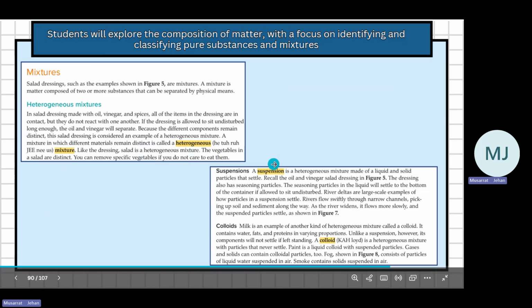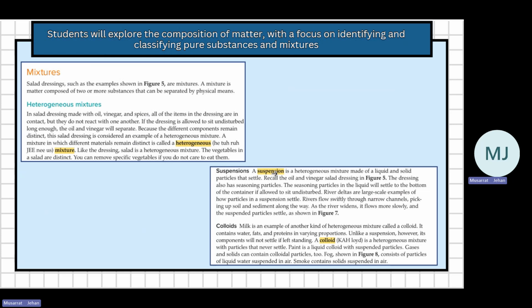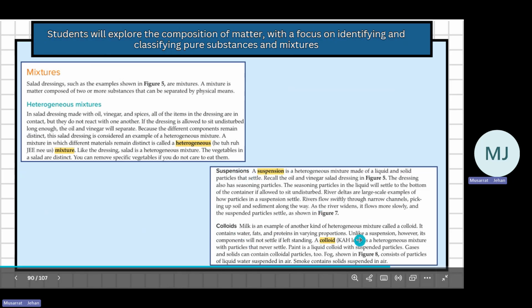Now, heterogeneous mixtures can be two types, suspension and colloid. Suspension is also a heterogeneous mixture, but if you leave it undisturbed for some time, like mud and water, it is going to settle down at the bottom of the container. Like in the river delta, the mud settles down. Rivers flow swiftly through narrow channels, but when they come to wide channels, the flow slows and the mud settles down. This is suspension.